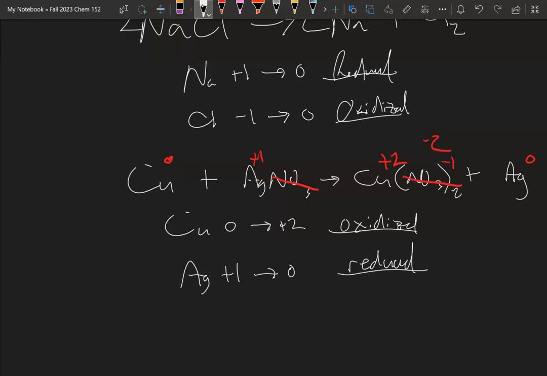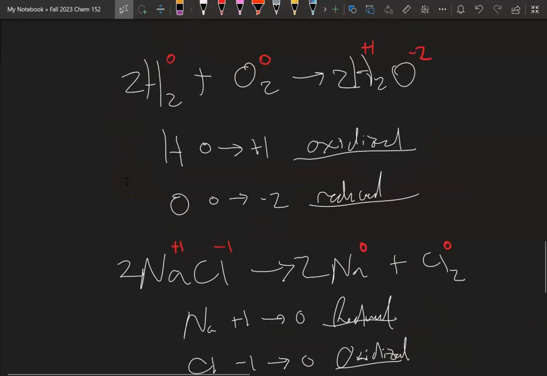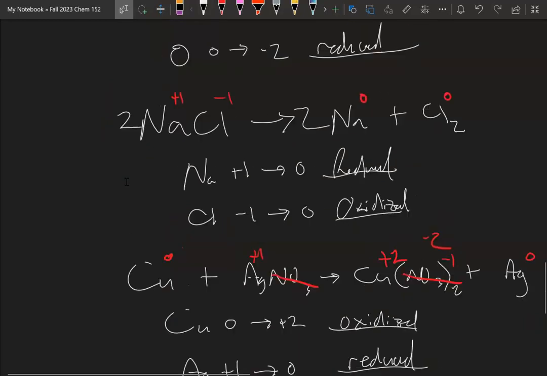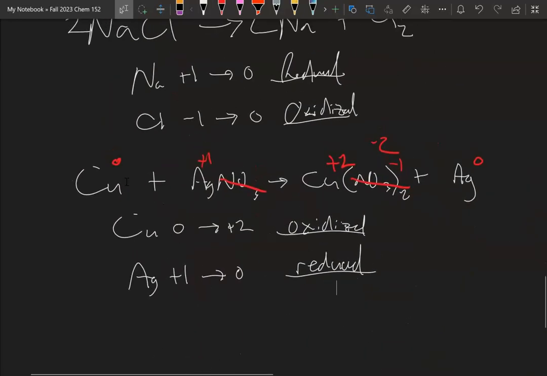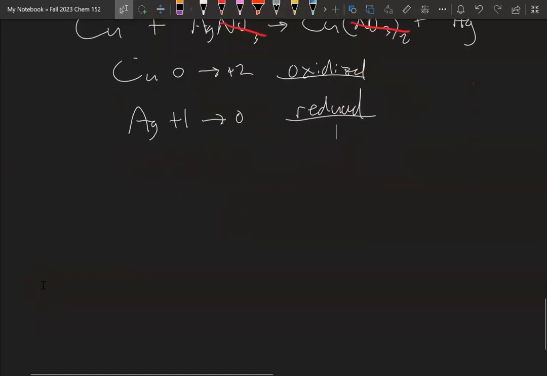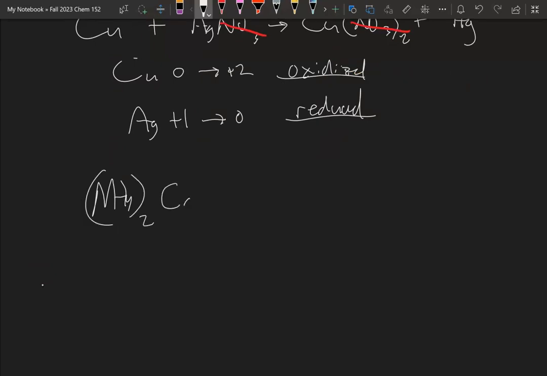All right, so these are three fairly common, easy examples that we look at, and these are basically what you see throughout the different types of reactions. But there are other more complex reactions where you can figure out, and I'll show you one here. So this is ammonium dichromate, and ammonium dichromate breaks down to form Cr2O3 plus N2 plus H2O.